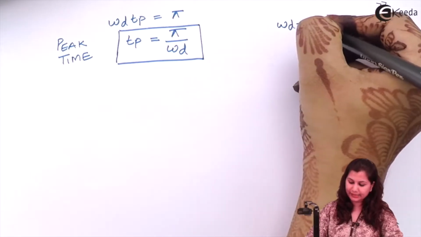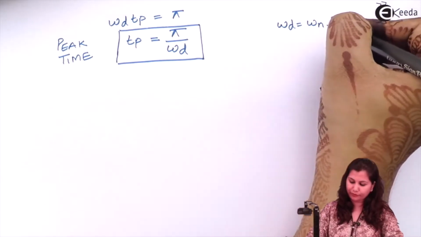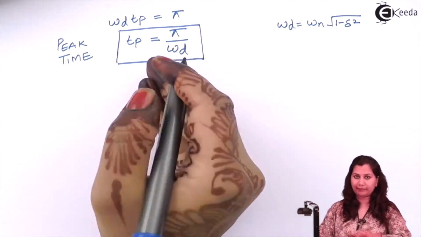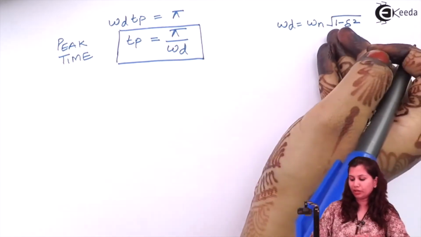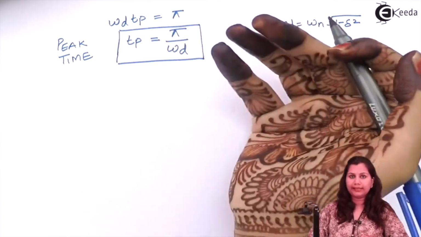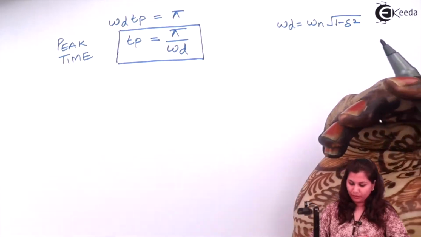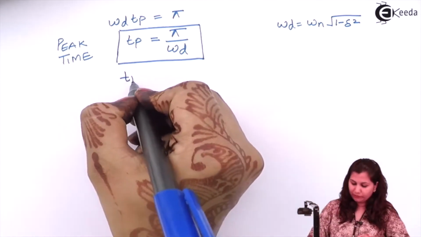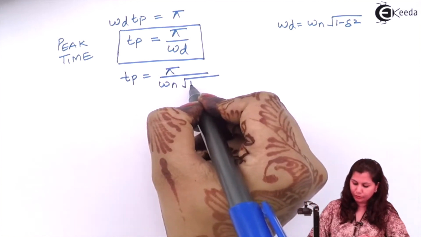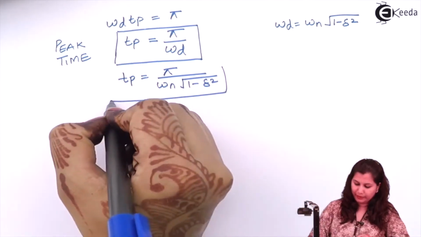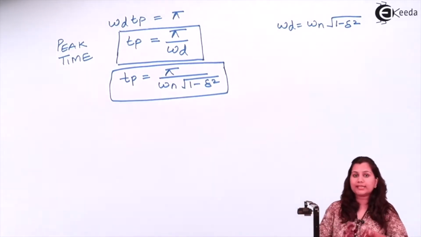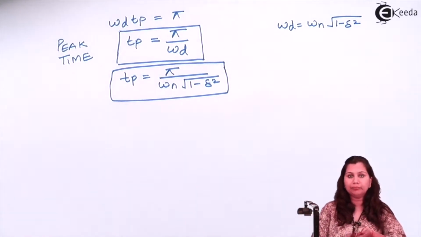Omega d is equal to omega n under root of 1 minus del square. So if you are not given the damping frequency in the question, and instead you are given the natural frequency and the damping ratio, then you can also calculate the peak time. So another formula will become Tp equals pi upon omega n under root of 1 minus del square. Okay, so this is how we can calculate the peak time.